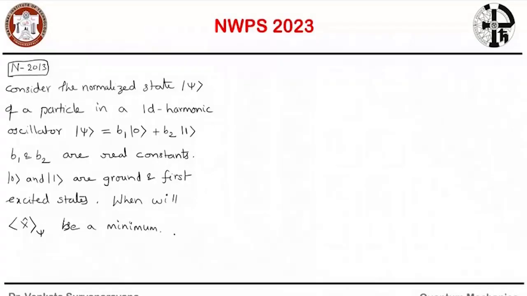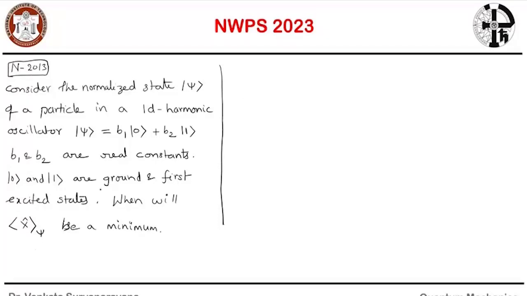This is a harmonic oscillator. So let us try to figure out a few facts about harmonic oscillator. First thing is, let's read. Consider a normalized state. The state is normalized. You don't have to do anything. And it is a 1D harmonic oscillator, and it has states 0 and 1. 0 is the ground state. 1 is the first excited state of harmonic oscillator. So the system is in a linear combination of those two states. Here B1, B2 are real constants.